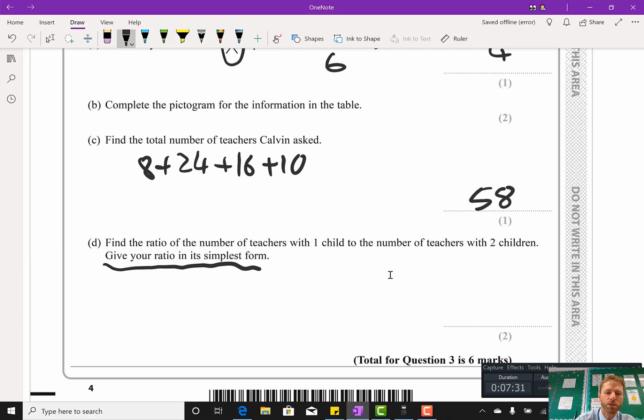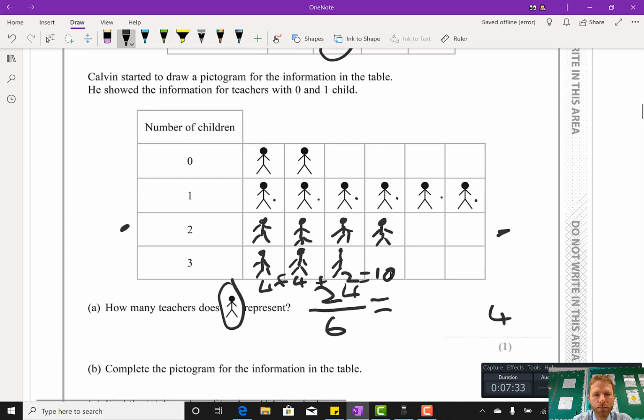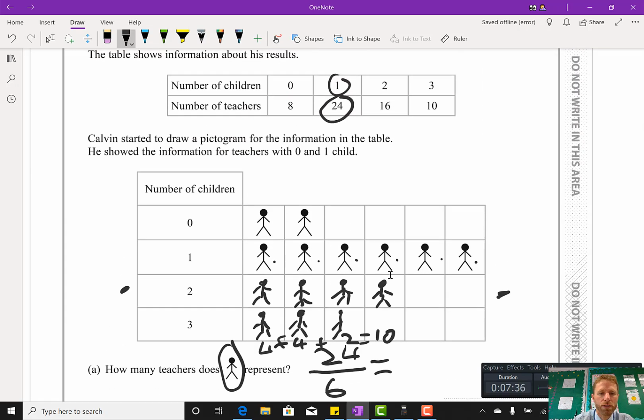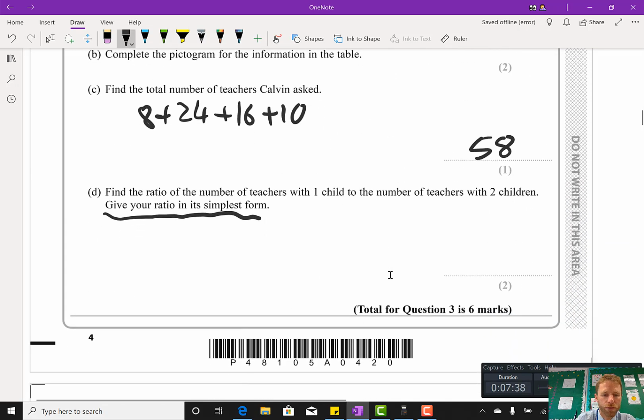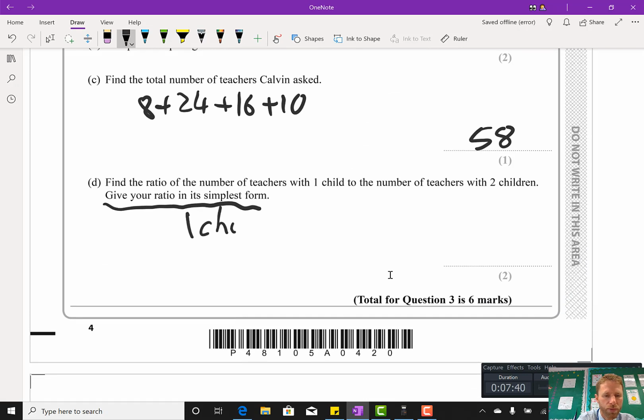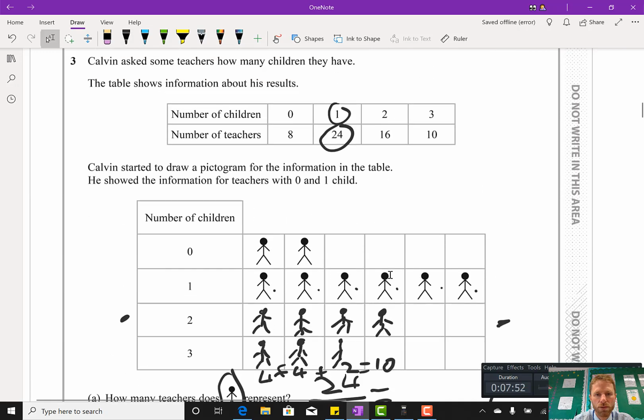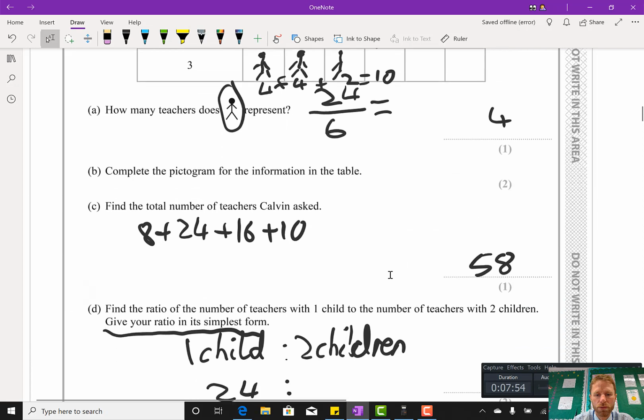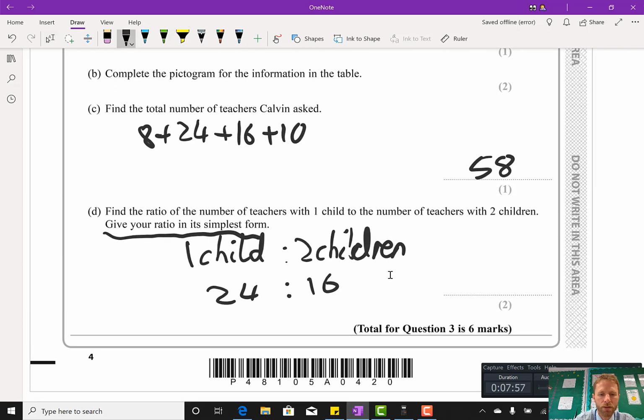So the number of teachers with 1 child is 24. So 1 child to 2 children. 1 child is 24 teachers, and 2 children 16. Now at this point in time I can leave that as my answer. I will get a mark, but I won't get all the marks because I need to go back to the question and check that I've answered it properly.